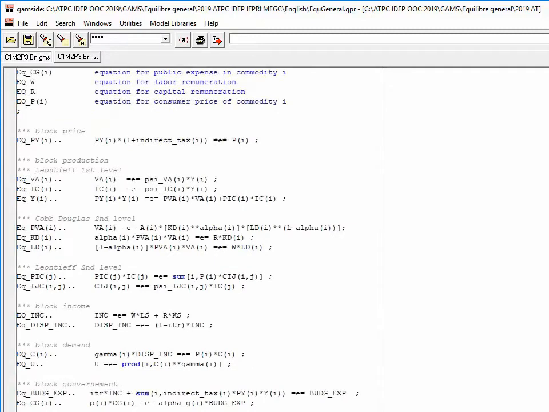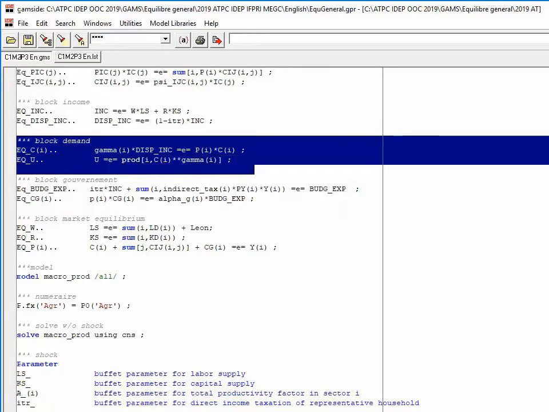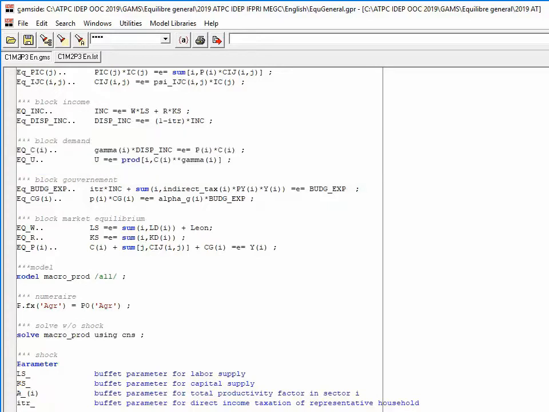Okay, in the model, then we have the consumption block. So concerning the consumption block, it doesn't change, except that the budget allocated to consumption is different from income. It is disposable income, it is not income.